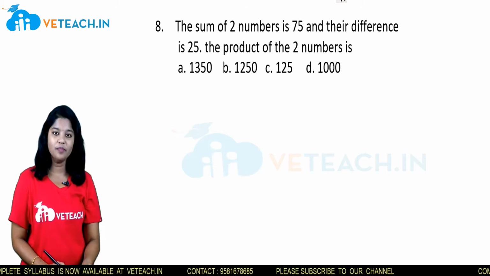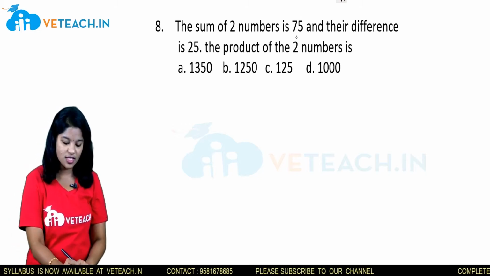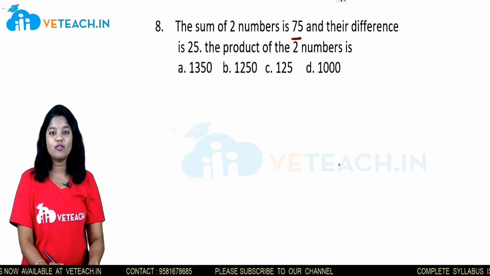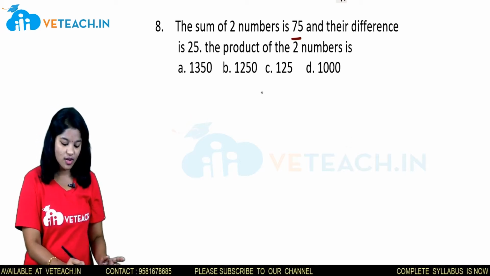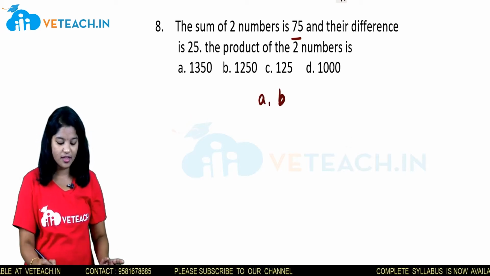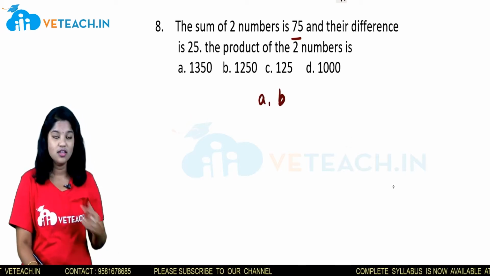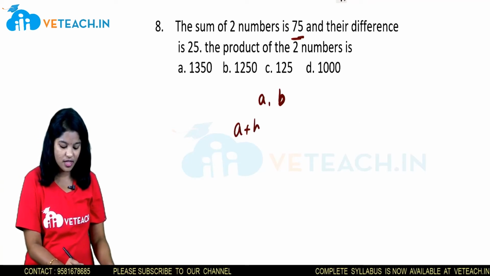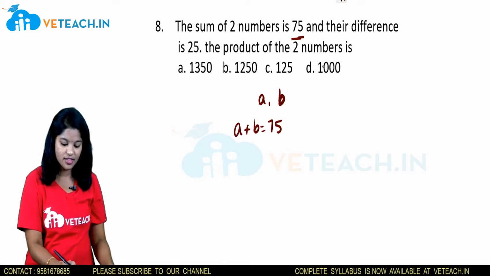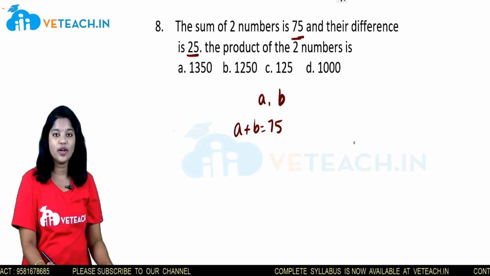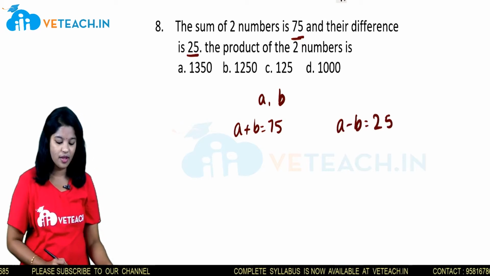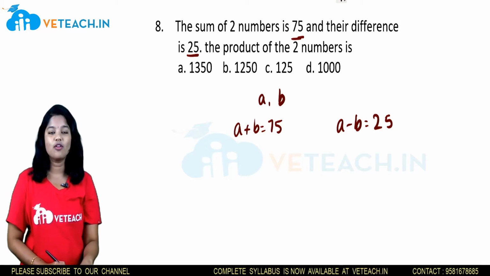See the next question. The sum of two numbers is 75 and their difference is 25. The product of the two numbers is? So let us consider the numbers A and B. So the sum of two numbers is 75, so A plus B is equal to 75, and given the difference is 25, so A minus B is equal to 25. We have to find the product of the numbers.